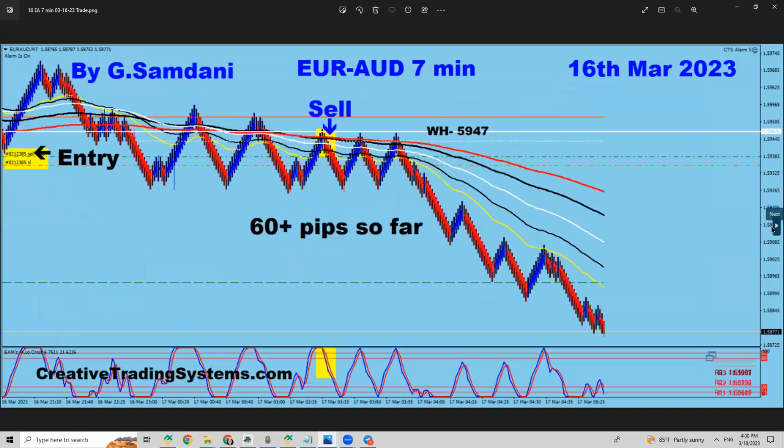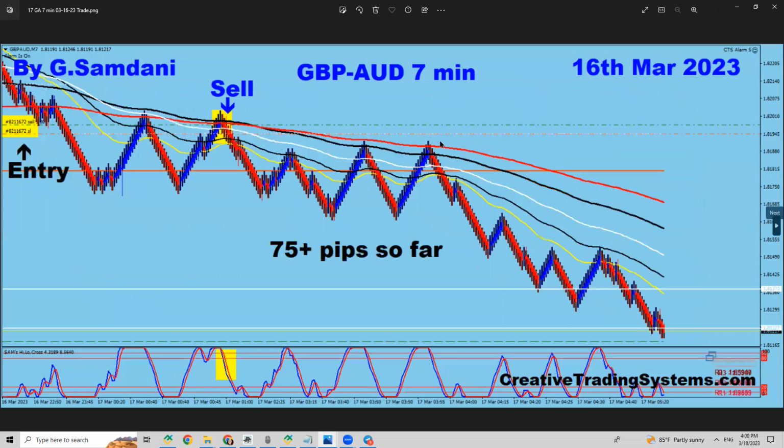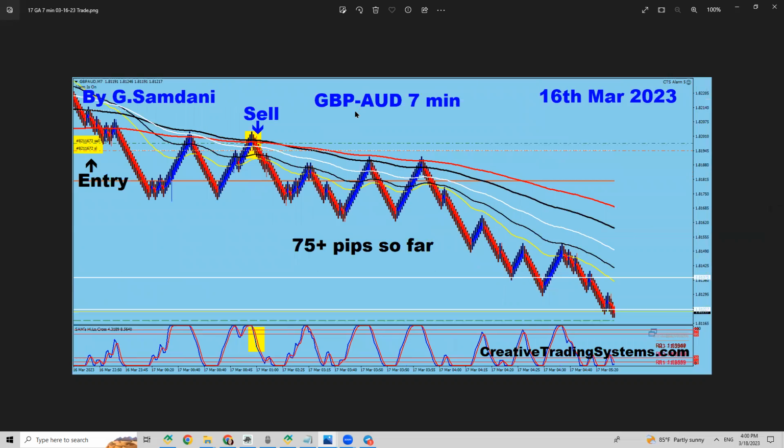Perfect. On the 16th, EUR-AUD, this is also from 7 minute chart showing the downside move, and the 60 pip move looks big, but the chart is smaller. That's why it's only 60 pip from here to here. On the 16th, pound Aussie, because of the Aussie strength, so the EUR-AUD and pound Aussie both went down, and I took both from 7 minute chart in Asian session, by the way. Asian session is kind of slow, so you got to take this 7 minute chart. On the 20 minute, I don't see many entries there.